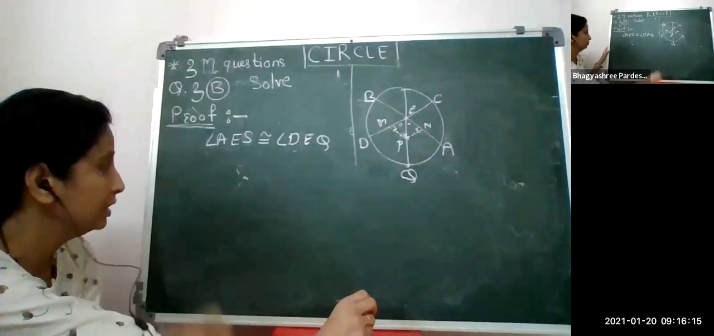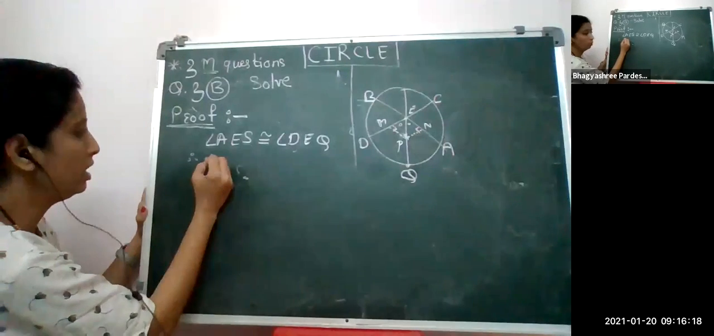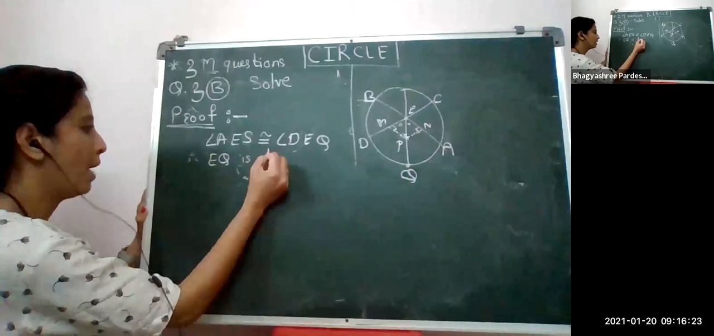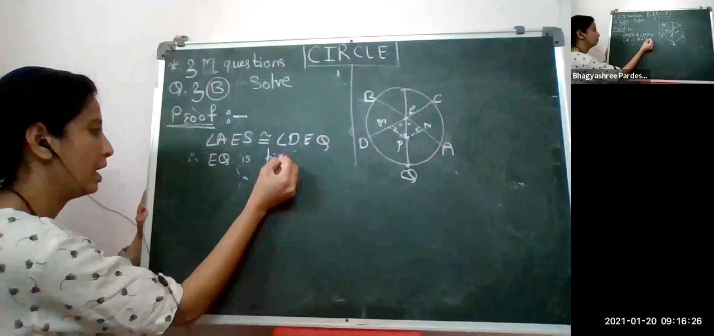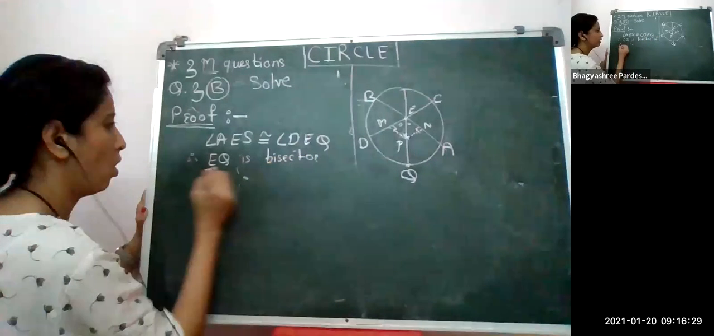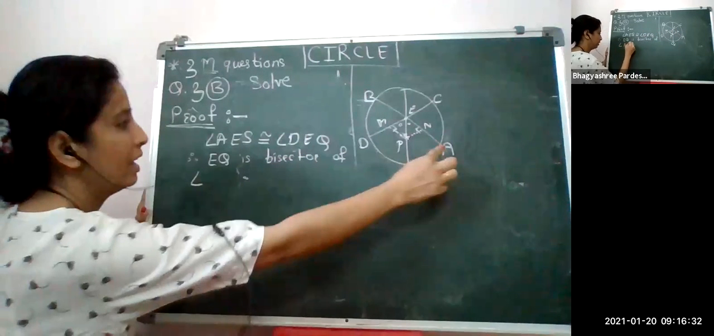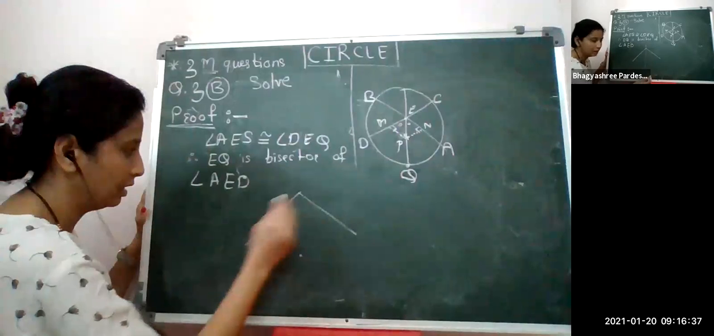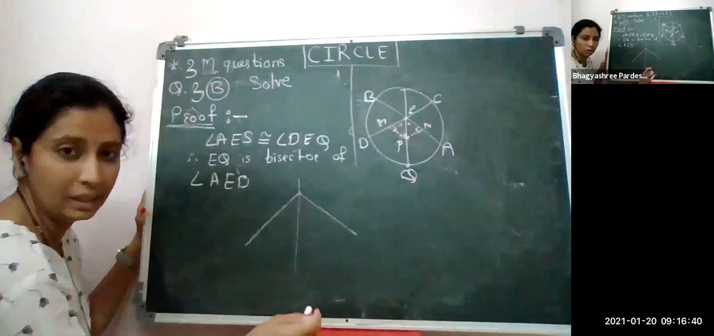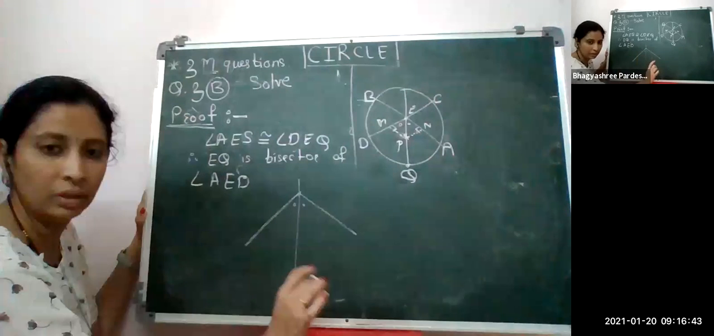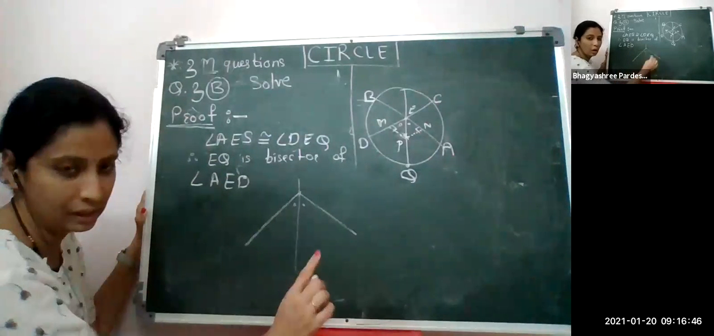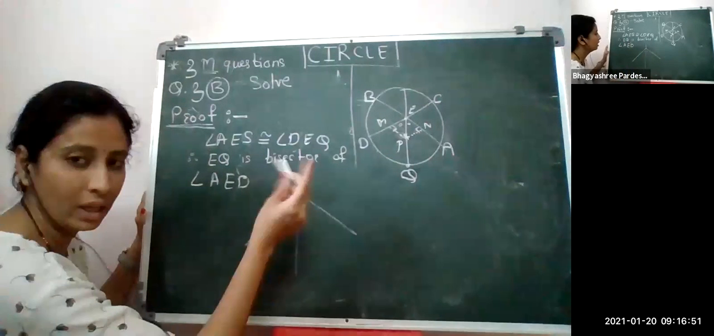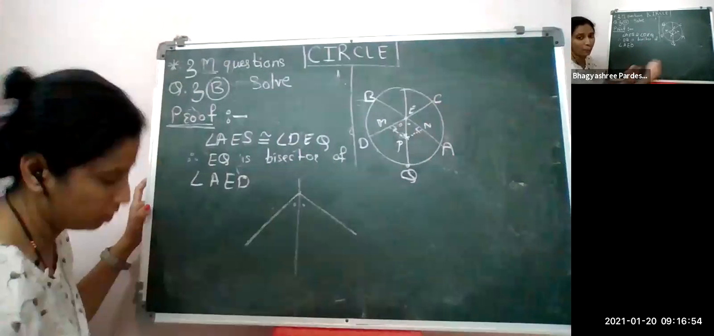Therefore, can I say that this EQ is the bisector of the bigger angle AED? Bisector, you know very well. If some line is passing through the angle, we get two angles, and these two will be equal. That is, this line is bisecting or dividing the bigger angle into equal angles. So this is the given one, right?